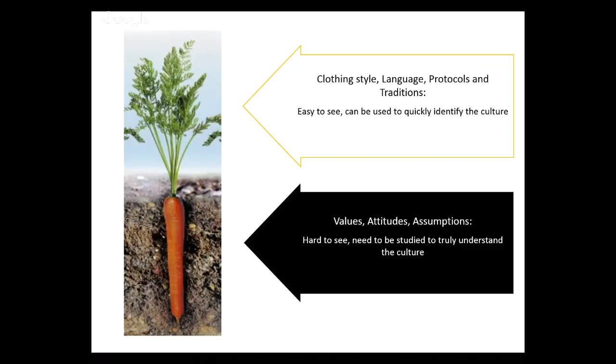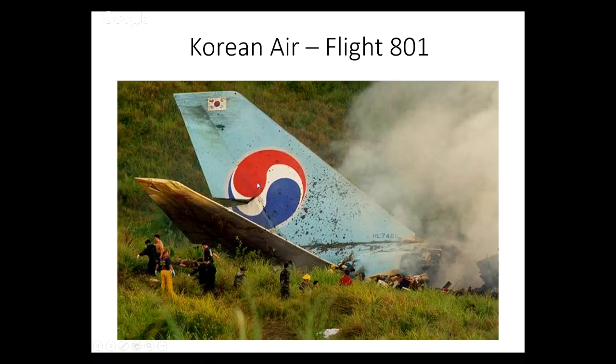But in order to truly understand what that vegetable is like, it's not enough just to see the leaves. It's not enough just to see that foliage. You have to actually dig it up or dig down and then taste it. And so only then you will truly understand the culture. So being able to tell the cultures apart may not be sufficient to fully understand how the cultures are different. Now, does culture matter? Well, let me give you a few examples of how and when culture can be literally a matter of life and death.